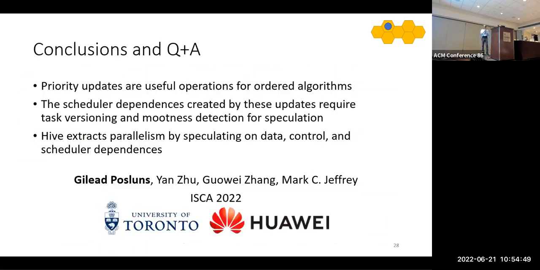In summary, we have shown that ordered algorithms make heavy use of priority updates, and that the dependencies created by these updates are unusual and require their own speculation. By speculating on these priority updates, Hive is able to unlock more parallelism than any previous architecture. Thank you for your attention and your questions.